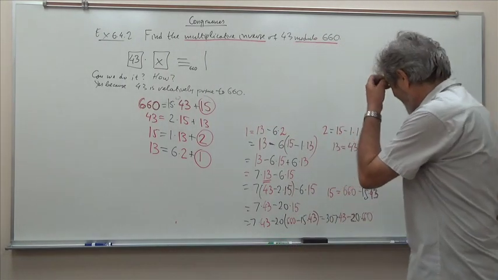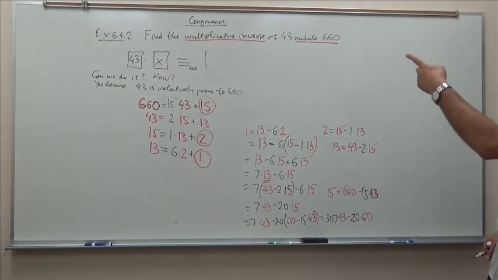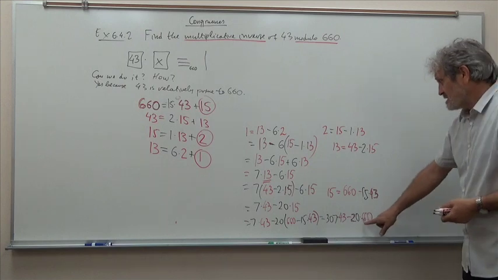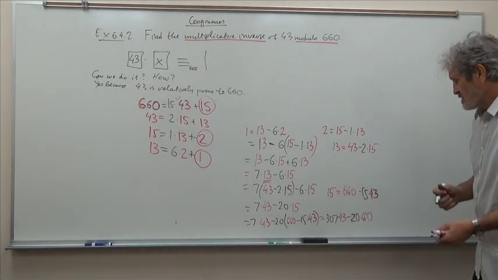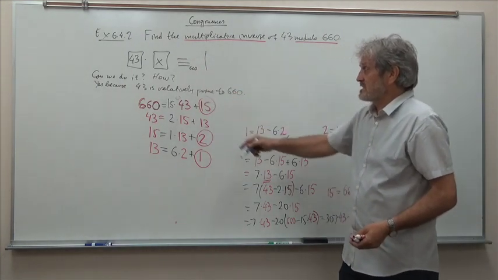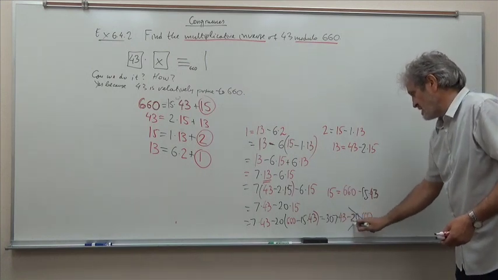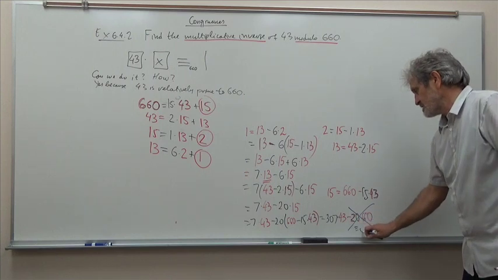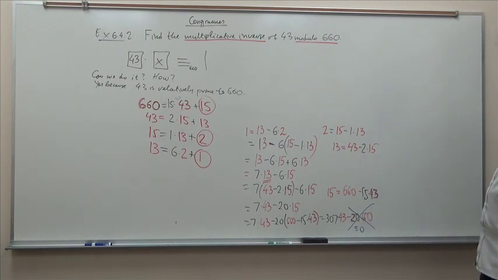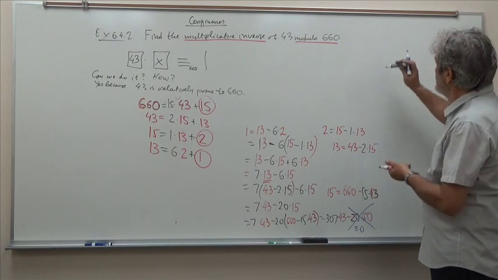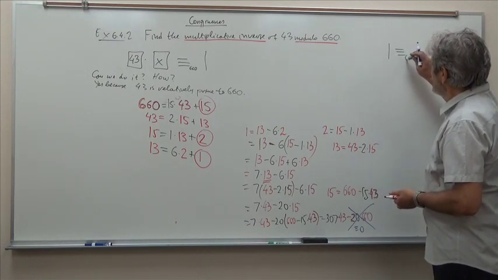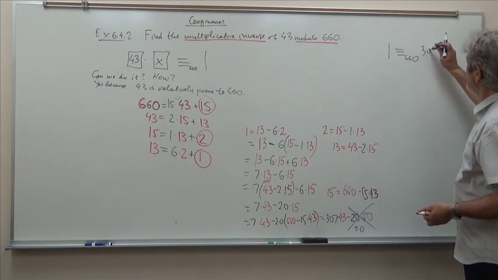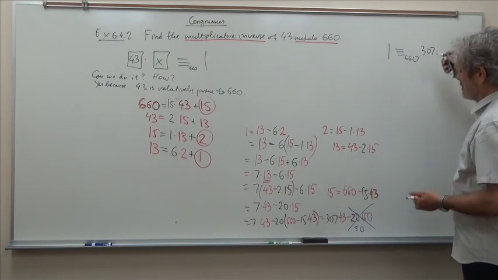Let me check my calculation. 307, yes. Now what? But how is this answering our question, 43 times x is congruent with 1? Look at this. This is the multiple of 660. So if you look modulo 660, that's a 0, because that's in the class of 0. So this is congruent with 0. So generally what we have is the following, that 1 is congruent modulo 660 with 307 times 43.